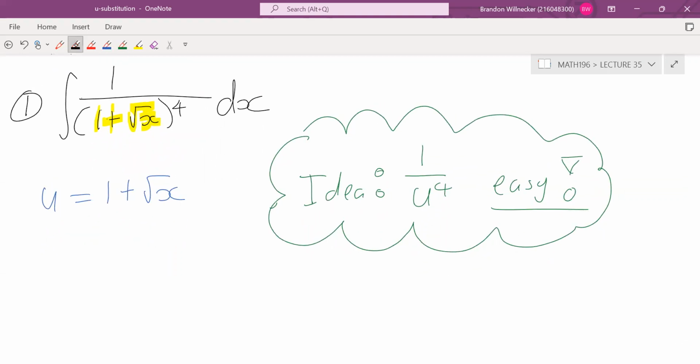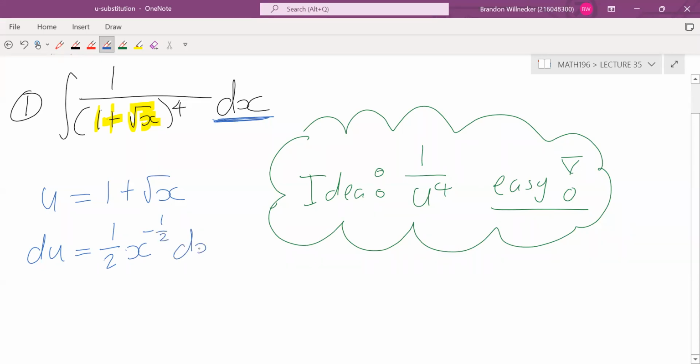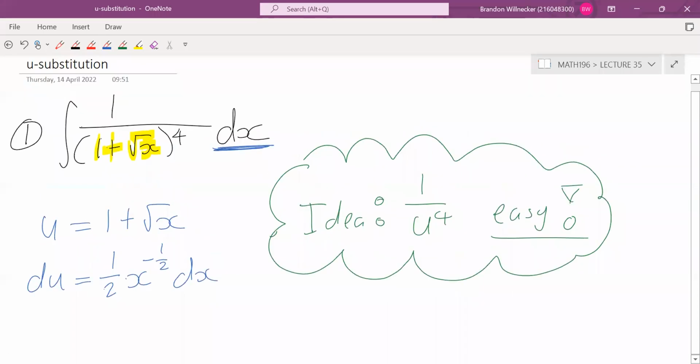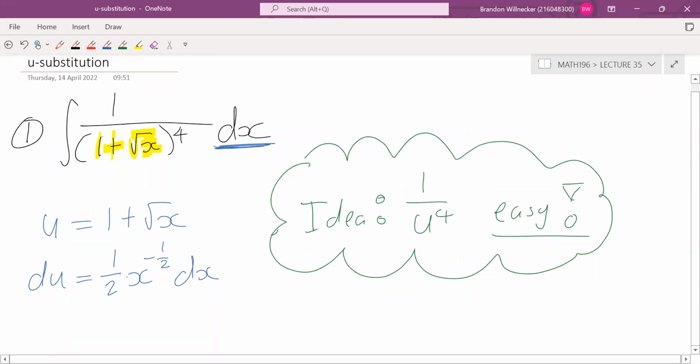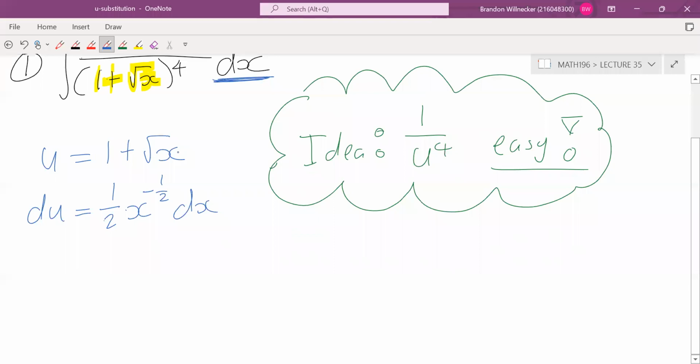Okay, but we can't just replace it like that because we've also got this differential here, this dx, we need to replace. If we replace the function with the variable u, then the differential also needs to be replaced with the variable u. So in this case, du is going to be, if we take the derivative, 1/2 x to the minus 1/2 dx. But if we look here, we don't have that in our integral. So we take it over to the other side. We end up with 2 root x du is equal to dx.